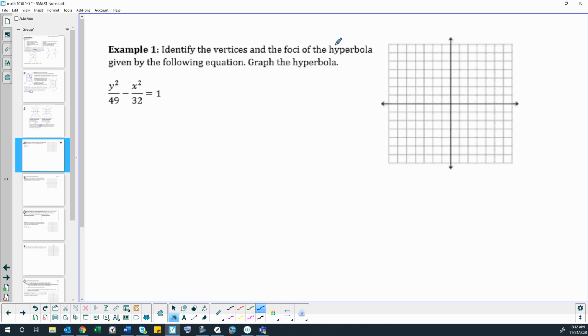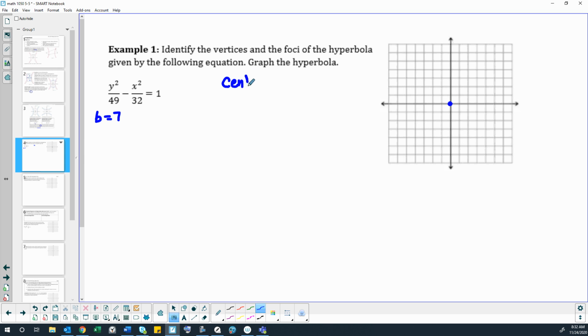All right, identify the vertices and the foci of the hyperbola given by the following equation. Graph the hyperbola. So let's go ahead and find a and b. I'm used to finding a first and then b, but look, y is first and then x. So this is going to be b, so b is 7, and that's our vertical distance. There's no h or k in here, which we haven't even really talked about yet, but we know enough to know that it can be there. So nothing there means center at 0, 0.